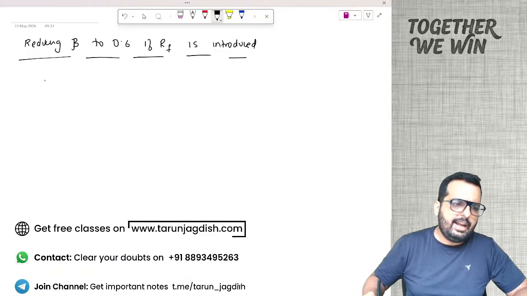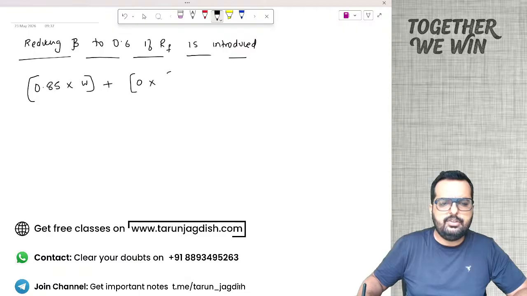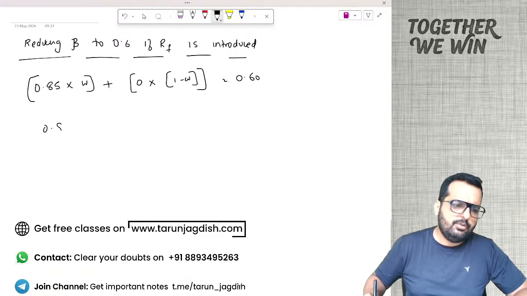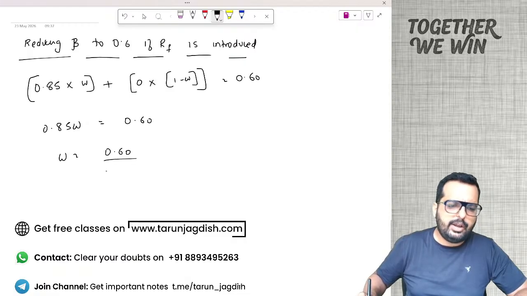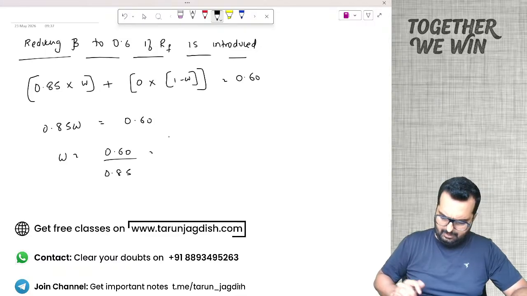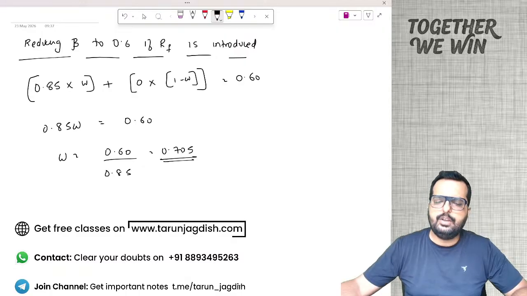So now, in that case, I'll put an equation like this. 0.85 is the overall beta into some weight, plus for RF, the beta is going to be 0, 0 into 1 minus weight, overall should give you the beta as 0.6. Or in other words, 0.85 weight is equal to 0.60. Or in other words, weight will be equal to 0.60 divided by 0.85. So do you get the answer as 0.705 over here, friends?